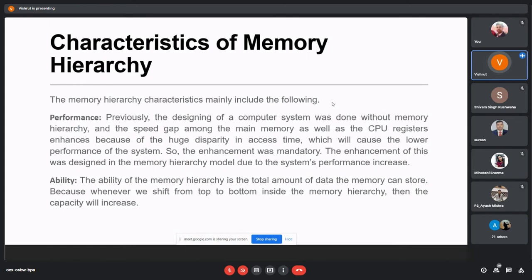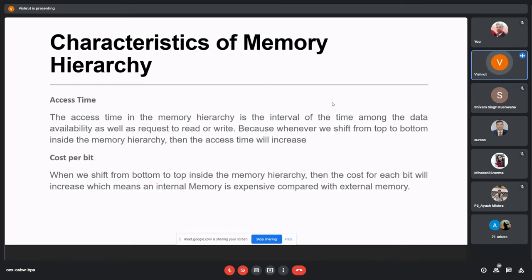Ability. The ability of the memory hierarchy is the total amount of data the memory can store, because whenever we shift from top to bottom inside the memory hierarchy, the capacity will increase. Access time. The access time in the memory hierarchy is the interval of time between the data availability as well as the request to read or write. Because whenever we shift from top to bottom inside the memory hierarchy, the access time will increase.